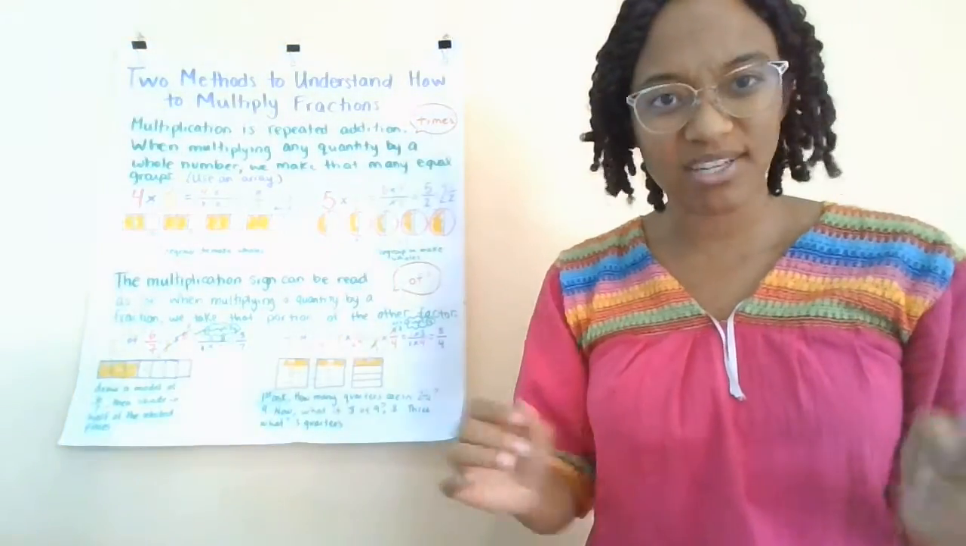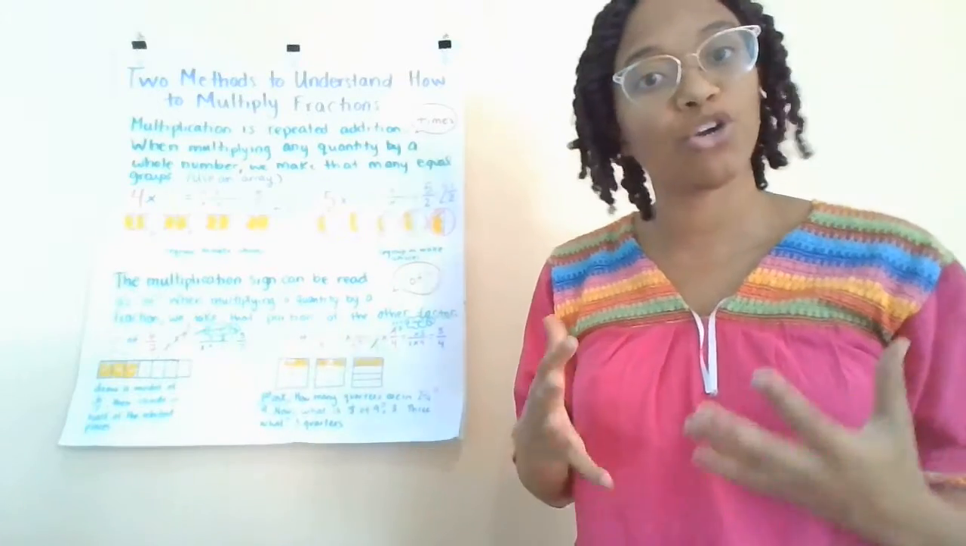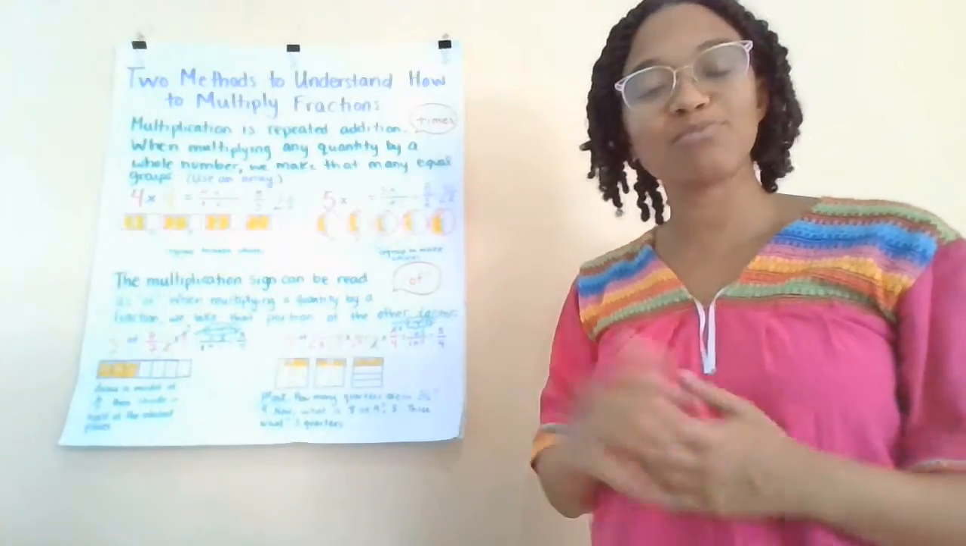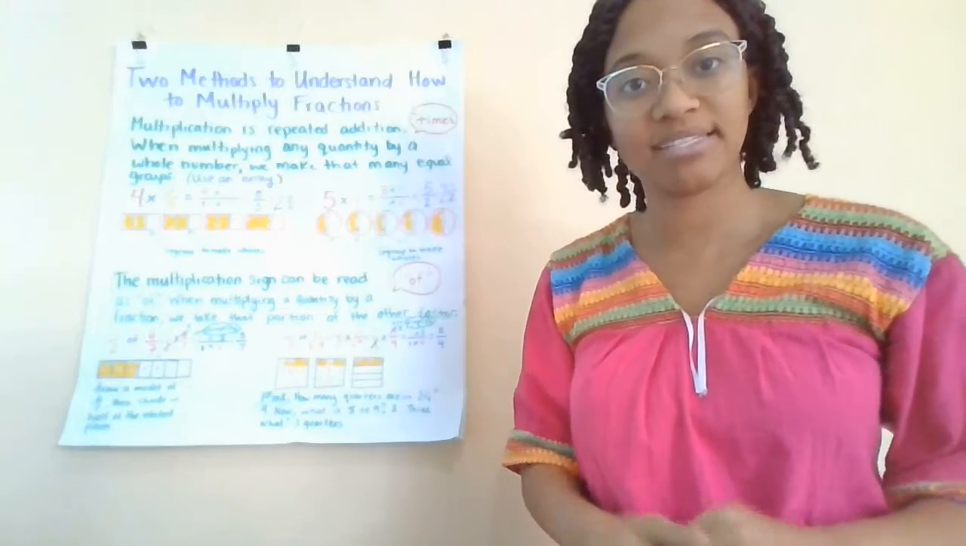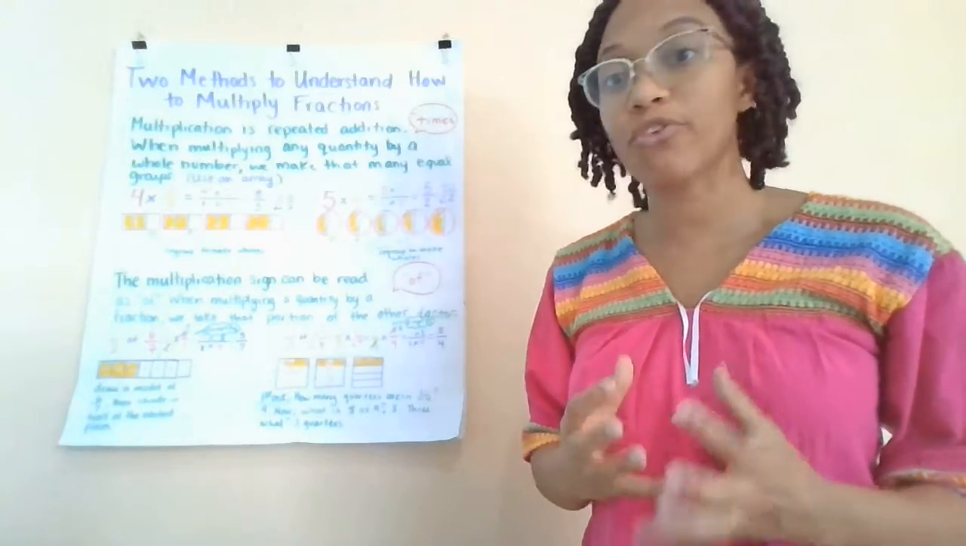This is how we can show multiplication as repeated addition when we are multiplying by a whole number. Watch out. This method is too hard to do when you're working with 2 fractions. So now let's move on and see how we can conceptualize multiplication when we're working with 2 fractions.